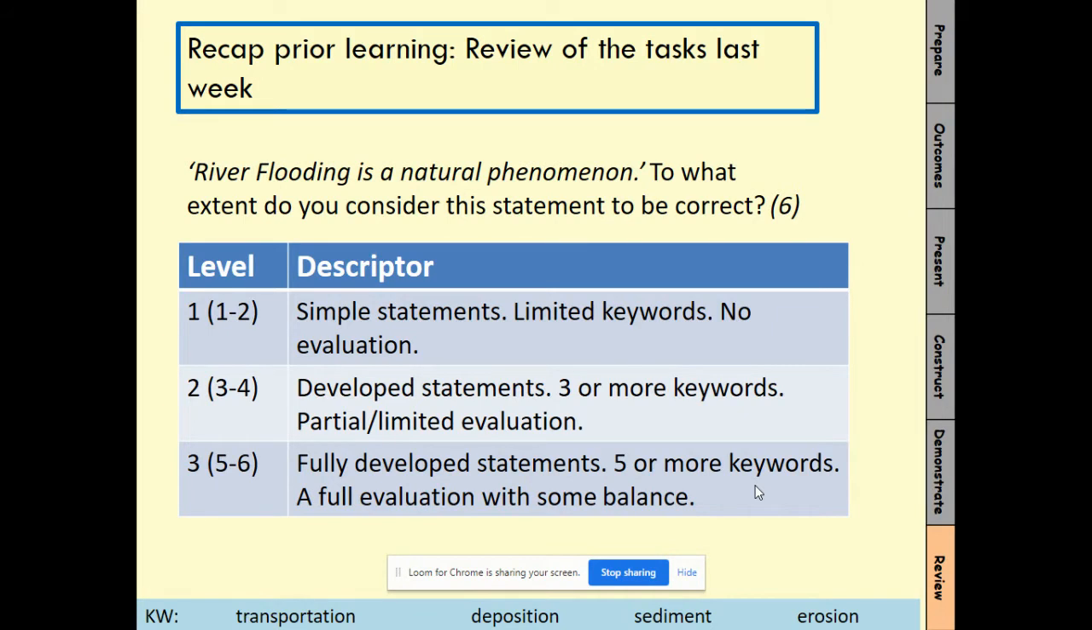In terms of the question, they're quite strict on these when I've marked these before, because of the command word. You should have boxed the command word. The command word is to what extent. So you really need to be dealing with that statement and evaluating to have a chance of getting 4 out of 6 at least. We're looking for a full evaluation with some balance, and we'll talk about what that means in the next few slides.